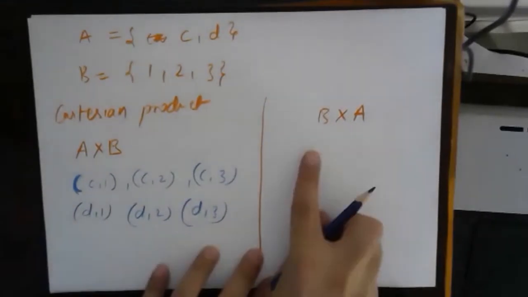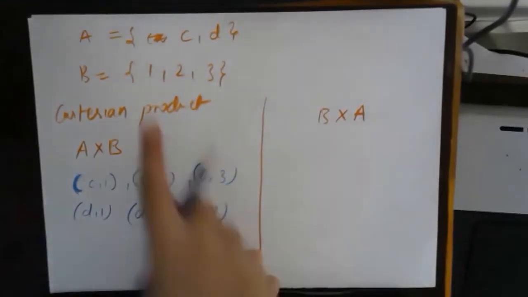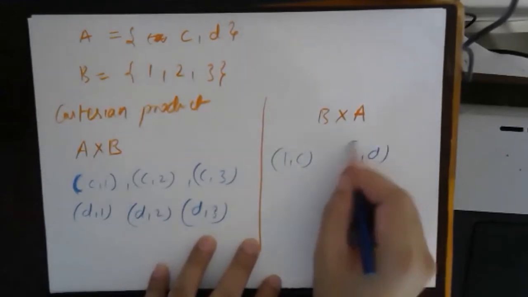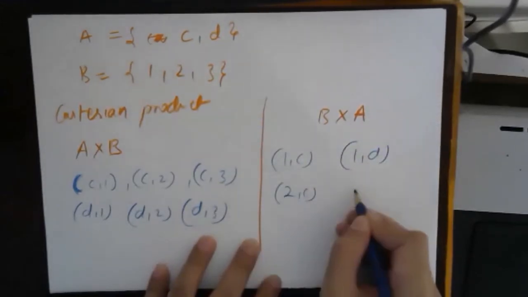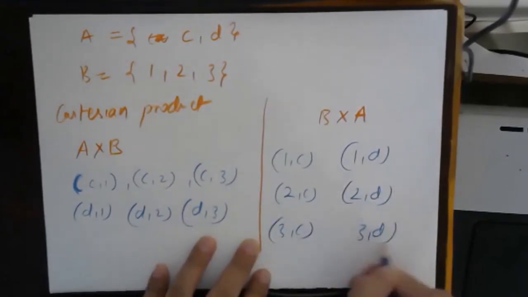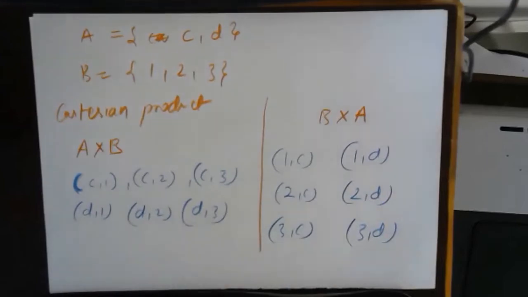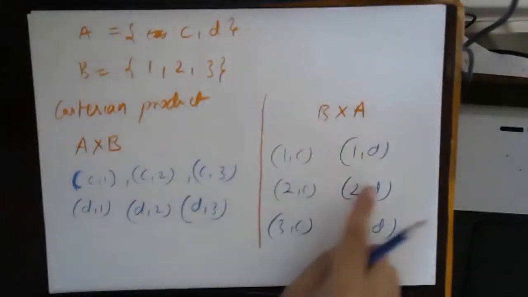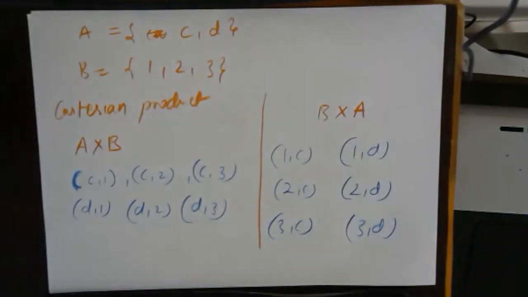Fine. And from B to A, that means first 1 will come. So 1 comma C, 1 comma D. 2 comma C, 2 comma D, and 3 comma C, 3 comma D. Understood the difference? A cross B will give you something like this, and B cross A will give you something like this. Very good.